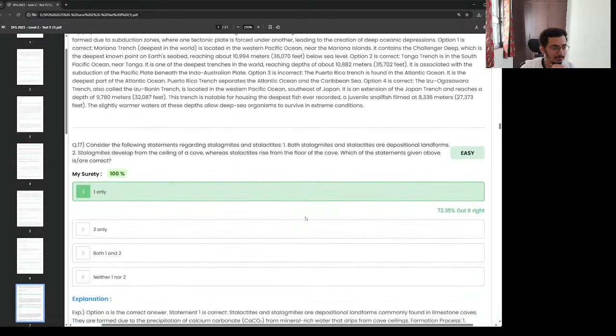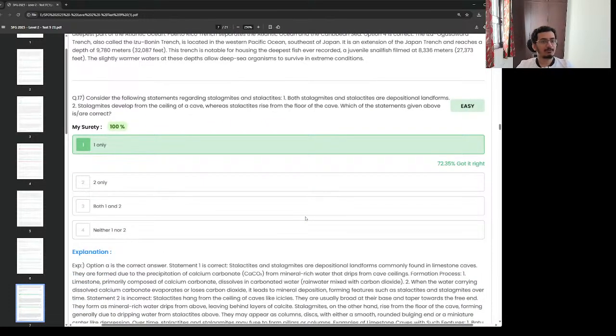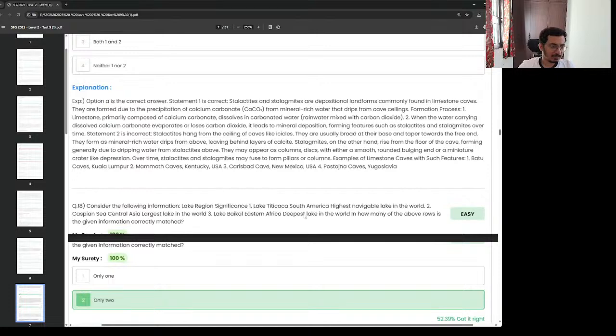Okay, fine. Then the next one is: consider the following statements regarding stalagmites and stalactites. Both are depositional landforms. Stalagmites develop from the ceiling of a cave, while stalactites rise from the floor of a cave. Okay, yeah, that is correct. Stalactites are the ones which hang from the top of the cave. They have just interchanged the statement there. So then the next one.